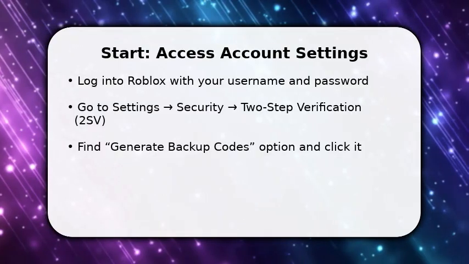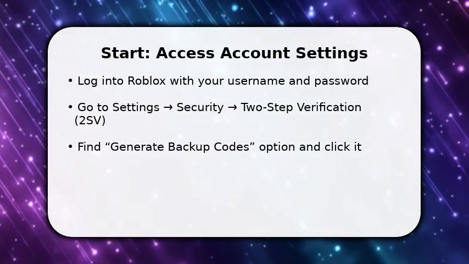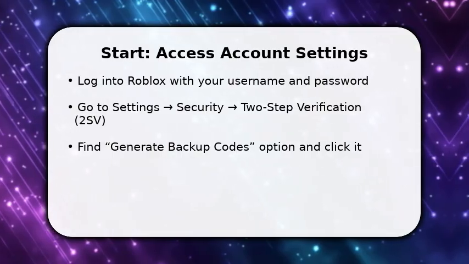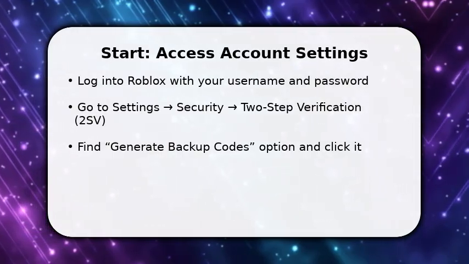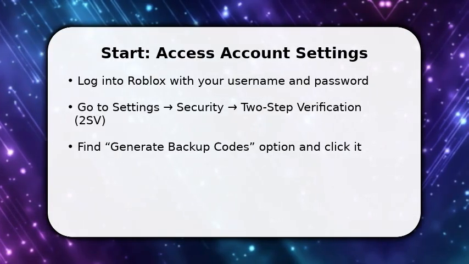You begin by signing into Roblox and opening settings. This is where 2SV lives. Once there, go to Security and select two-step verification so you control recovery options. Make sure your primary authenticator or phone number is active before you proceed.